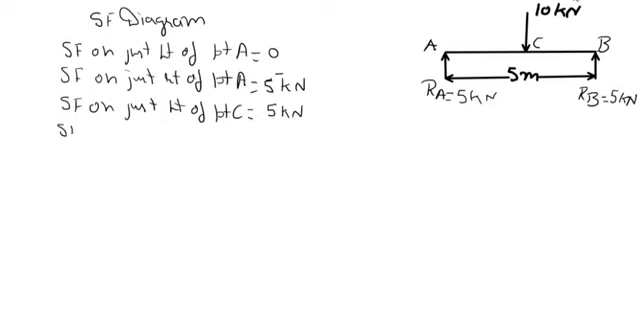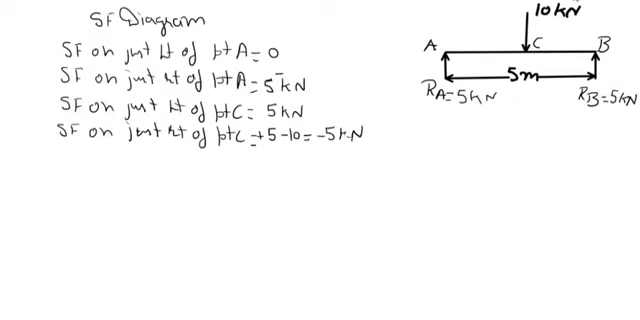So now shear force on just right of point C. Now we have to place our hand on just right of point C and do the summation of all leftward forces. So first leftward force RA, that is 5 kilonewton upward positive and 10 kilonewton is downward. So net effect is minus 5 kilonewton.